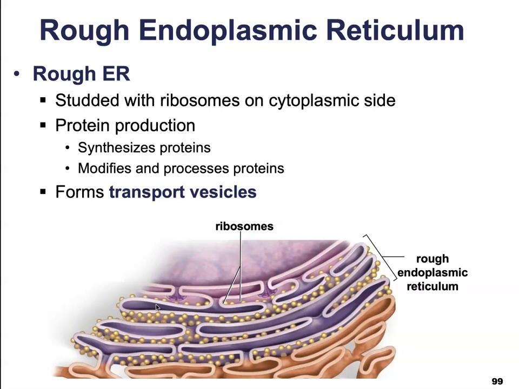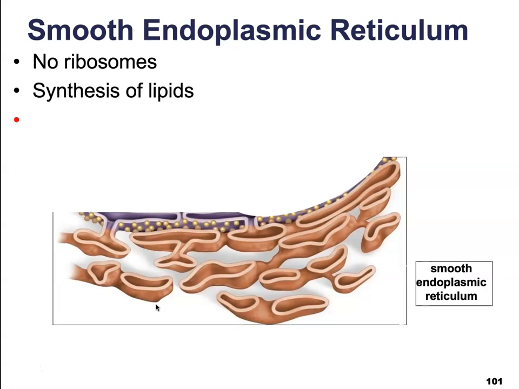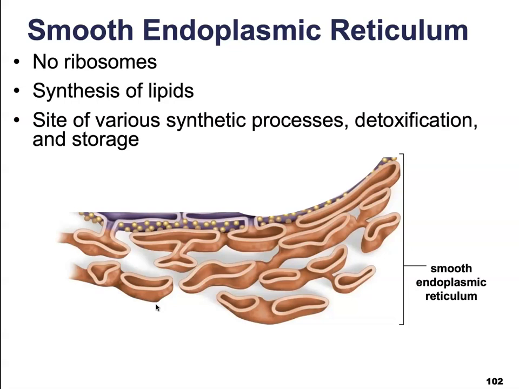Now, there are two types of endoplasmic reticulum. We've only talked about the rough ER and its role in protein synthesis and processing. The smooth ER is going to be very similar, but it doesn't have ribosomes. Because it does not have ribosomes, it is not going to play a role in protein synthesis. Instead, it's going to be the site of lipid synthesis. This is where we're going to be making our fats and oils. This is also going to be the site of various synthetic processes, detoxification, and storage.